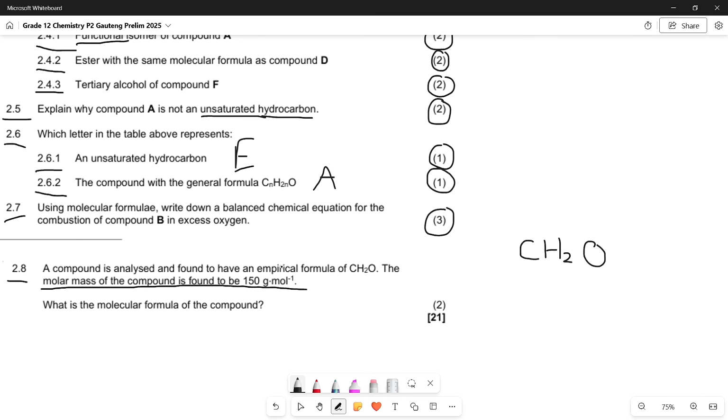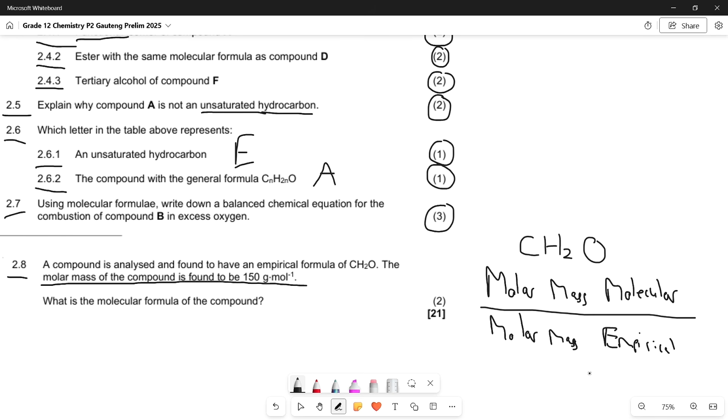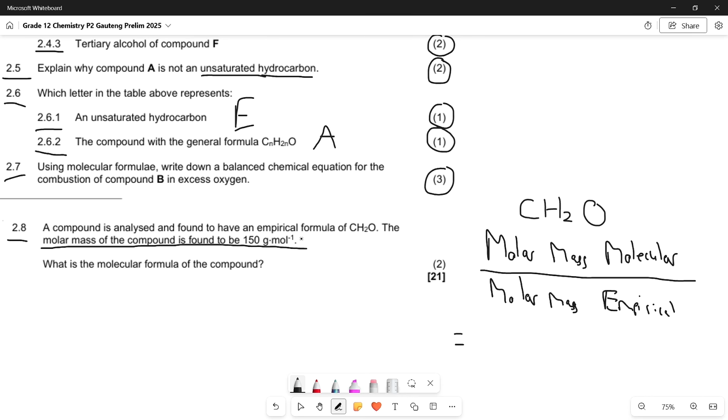Usually this last question is either determine the empirical formula or doing some sort of molecular formula ratio, which is exactly what we're doing now, because what we're doing is a ratio of the molar mass of the molecular formula over the molar mass of the empirical formula. And we're always going to get a nice whole number here, and that means we're just going to have to multiply all the numbers by whatever number we get in this ratio, because the molar mass of the molecular formula, as we've seen, is 150. And then the molar mass of the empirical is what we have to calculate.